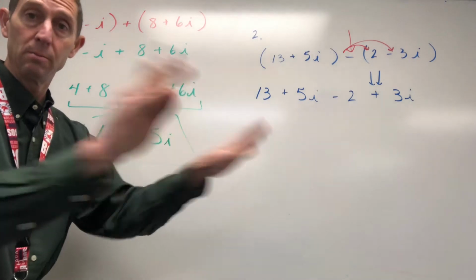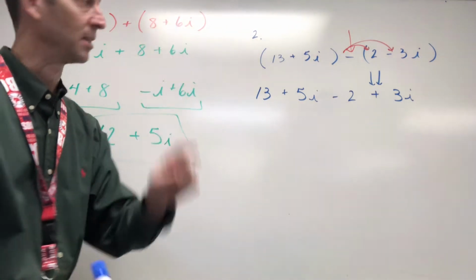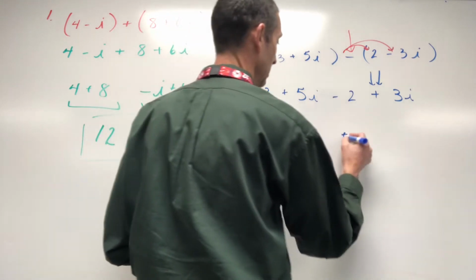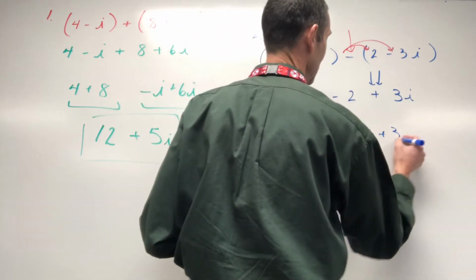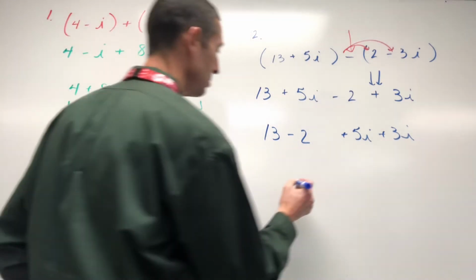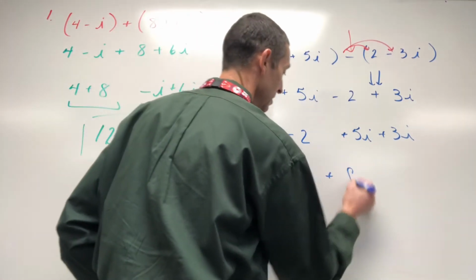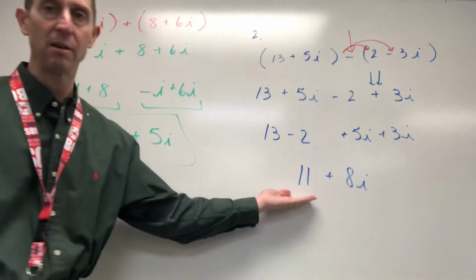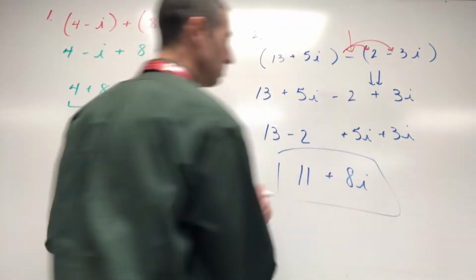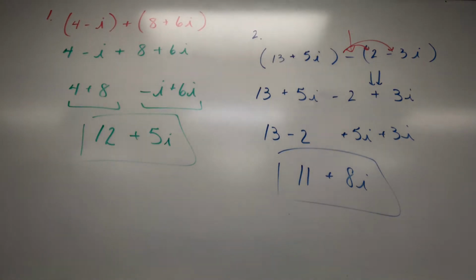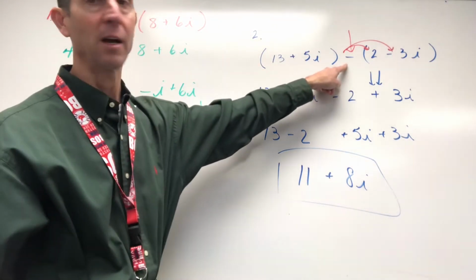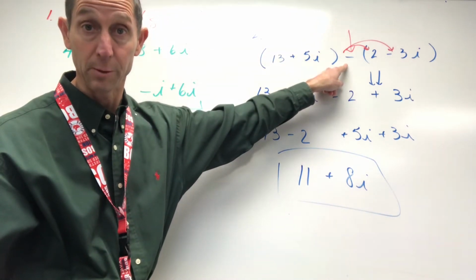Okay, parentheses are gone. Like terms together. 13 minus 2, plus 5i plus 3i. All right, 13 minus 2, that's 11, plus 8i. We've got it in standard form, our number first, the i value second. There you go. So an easier one because it's a plus sign, and then watch out for that, a minus sign in front of the parentheses.